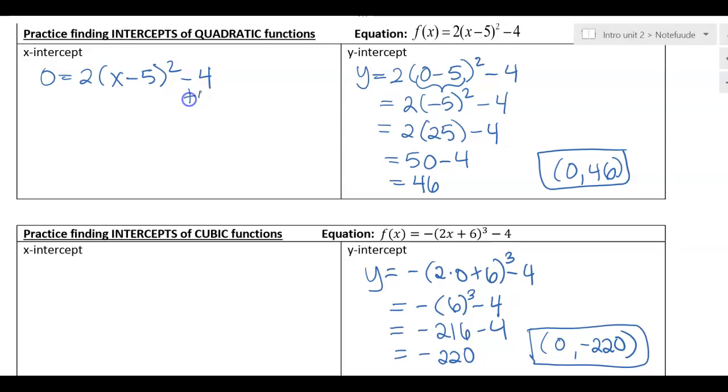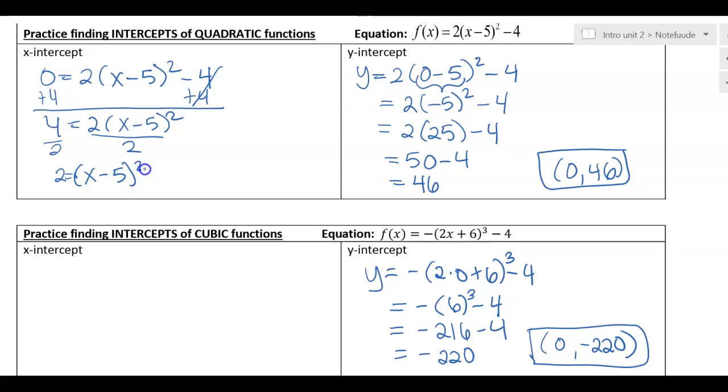Good. Okay, so I'm going to start by moving over the 4. And then what should I do? Good, divide by 2. So notice what they were trying to do. They're really trying to get that squared part alone. And what is the purpose of getting the squared part alone? How does that help me?